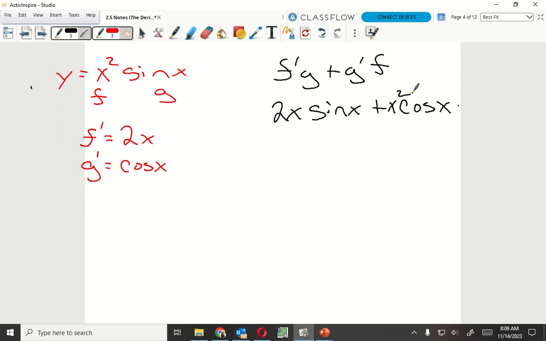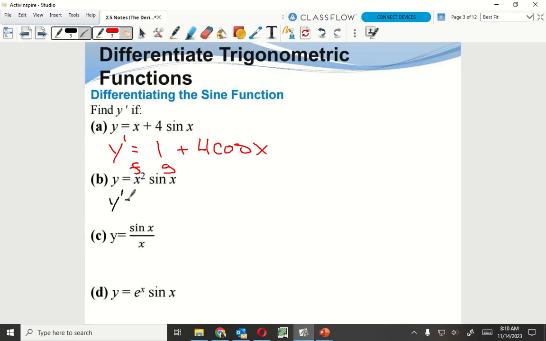That's it. Could I factor something? Yeah. I could factor out an x, but that doesn't help me at all. So 2x sine x plus x squared cosine x. C, right here. What rule? Product? Am I dividing? Quotient.